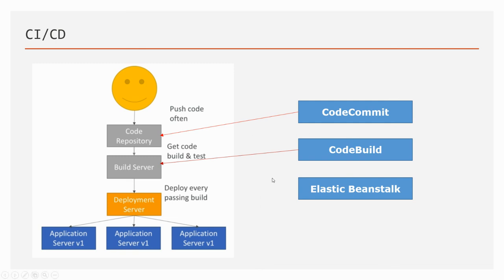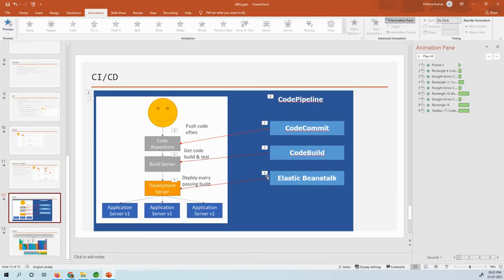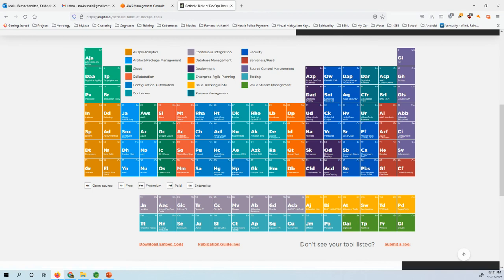So the to-do REST API application that we developed during our REST API discussion, we will be deploying that. We will commit the code, then build it, and then use Elastic Beanstalk to deploy it into the application server. That will be our discussion. So let us go into Amazon and get the job done.